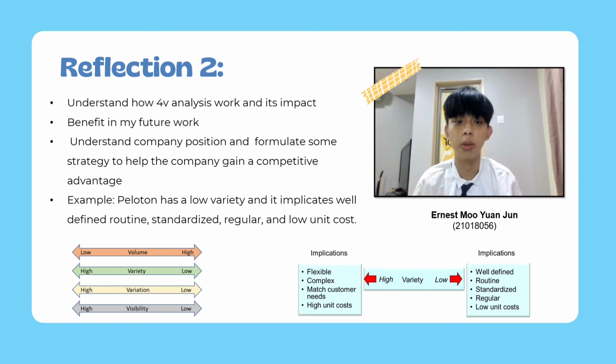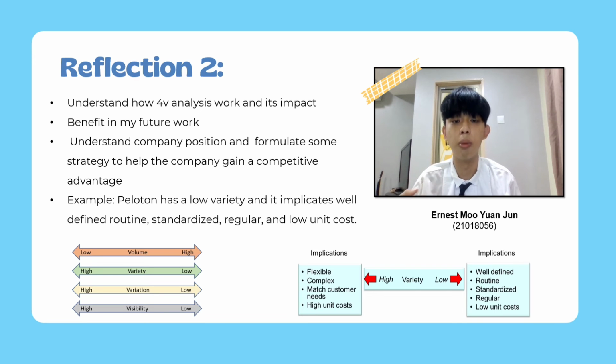Within this assignment, I have more opportunity to do the research in 4-way analysis. It helps me to more understand how 4-way analysis works and its impact. After I grasp this relevant knowledge, I believe it will benefit in my future work. It can help me understand company position and formulate some strategy to help company get a competitive advantage. For instance, in this assignment, we know Peloton has a low variety compared to its competitors. Through 4-way analysis, it indicates the companies which have a low variety have routine, standardized, regular, and low unit costs in their product. Therefore, we can clearly identify the position of our company products and improve it to gain competitive advantage from our competitors.